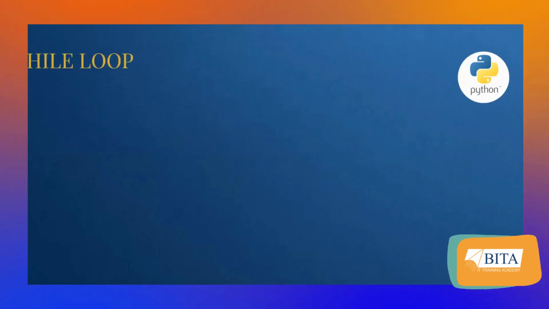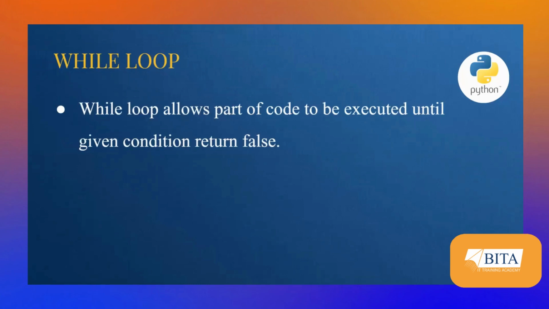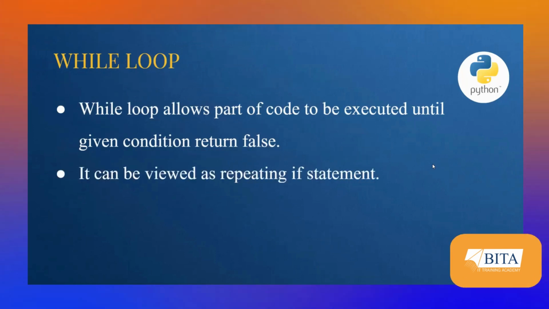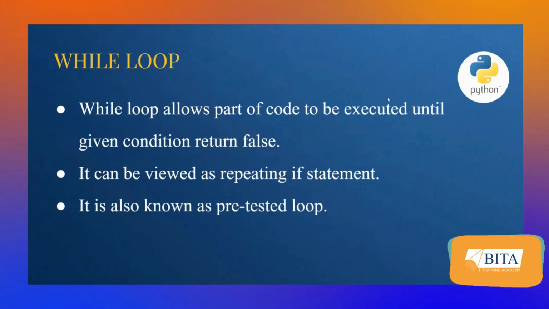Today we are going to discuss the while loop. A while loop allows you to check for a particular condition. If the given condition is true, it will execute some part of the code. We can say that a while loop is a repeated if statement. And the while loop is a pre-tested loop.